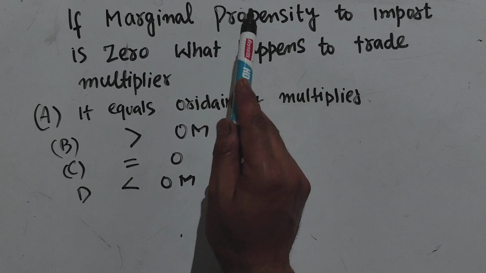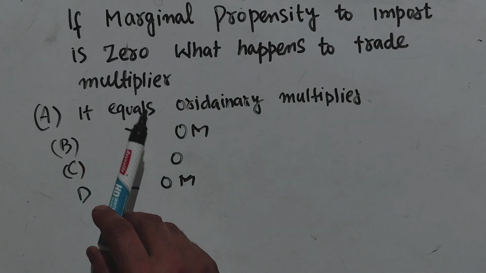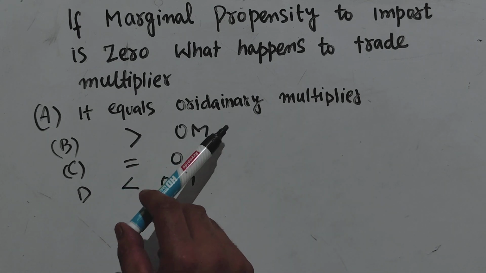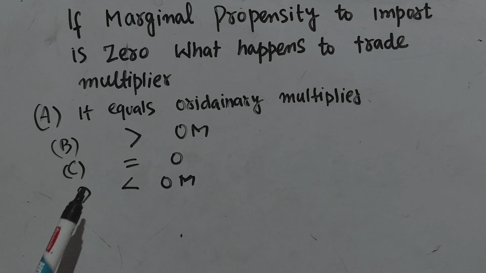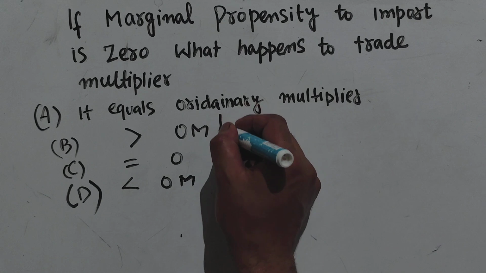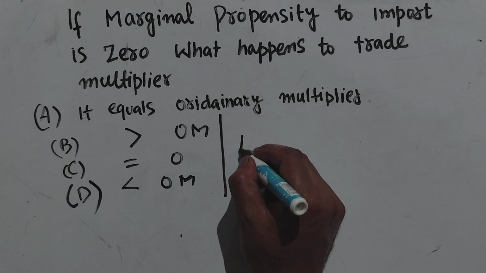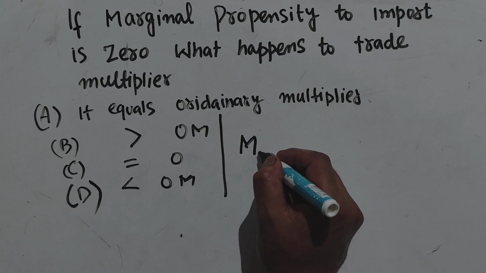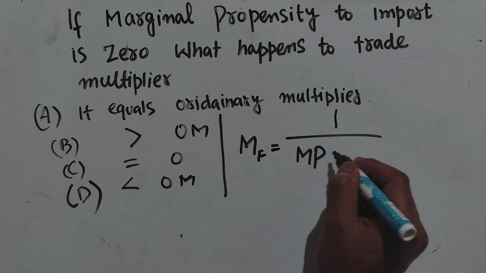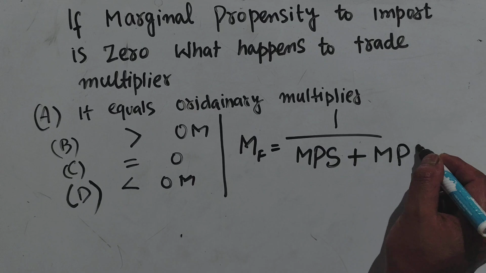The question is, if marginal propensity to import is 0, what happens to the trade multiplier? Options are, it equals the ordinary trade multiplier, it is greater than ordinary multiplier, equal to 0, or less than what we call the ordinary multiplier. So in case of foreign trade multiplier, let us denote it by MF. It is equal to 1 divided by the marginal propensity to save plus marginal propensity to import.